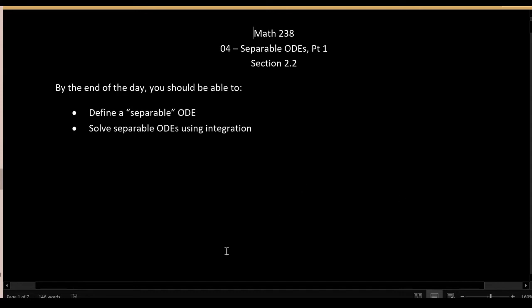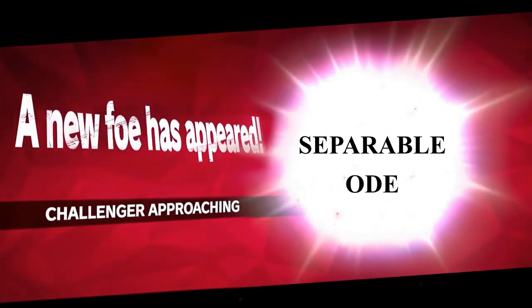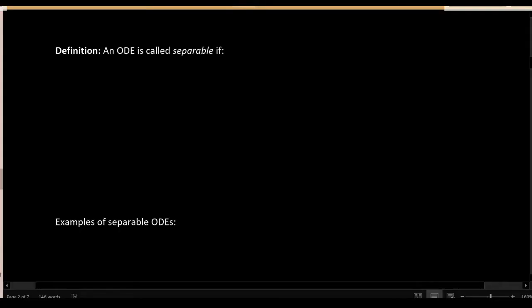Welcome back, and today we're going to be talking about a type of ODE called a separable ODE. So, what is a separable ODE? A separable ODE is one that can be expressed in the following format.